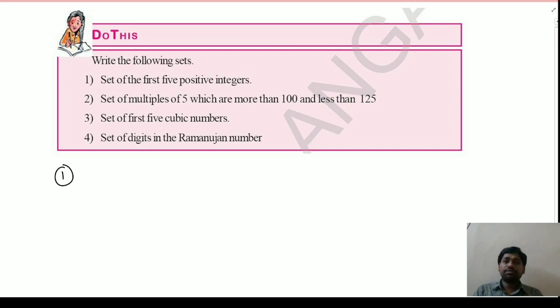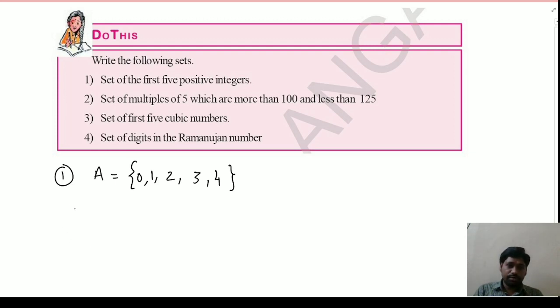Set of the first 5 positive integers. Let us say I am calling it set A, the set of the first 5 positive integers: 1, 2, 3, 4, 5. Is 0 also a positive integer? No, so these are the first 5 positive integers.